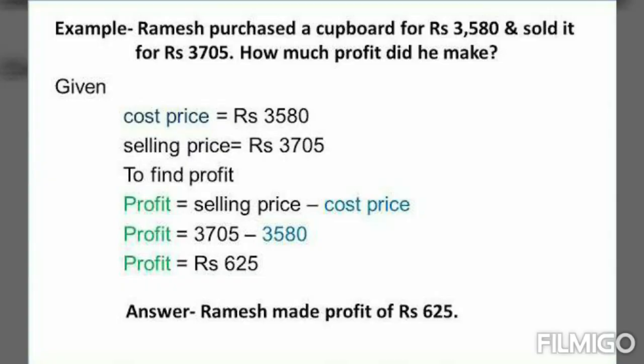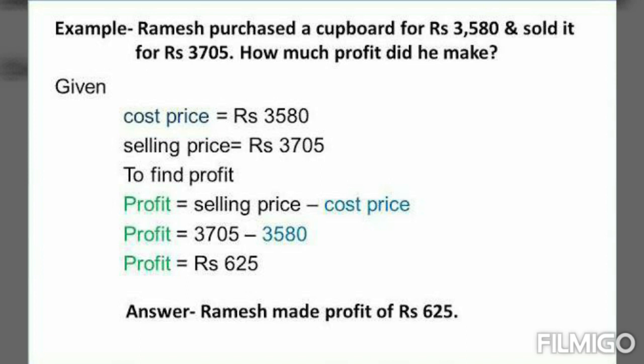So students, let's begin with the first question. Ramesh purchased a cupboard for rupees 3,580 and sold it for rupees 3,705. How much profit did he make? Means he bought a cupboard for rupees 3,580 and he sold it for rupees 3,705. The cost price of the cupboard is 3,580.